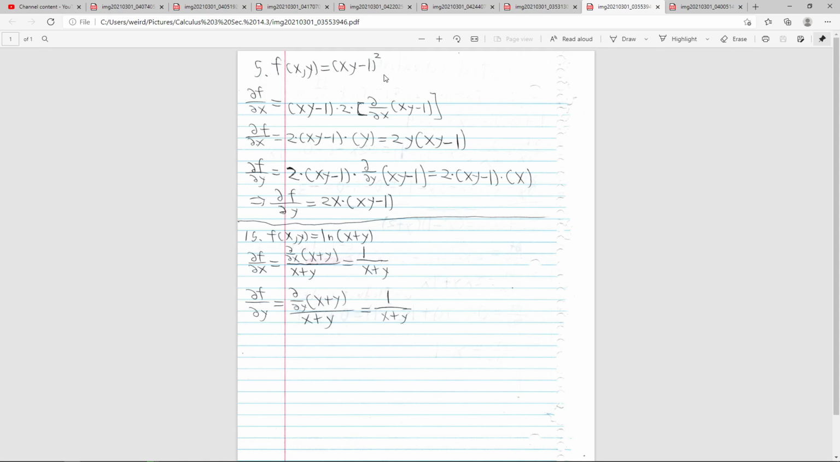So f of xy equals xy minus 1, squared. We have to do the power rule. So xy minus 1 is dragged out, times 2 dropped down, and then it's times the partial derivative with respect to x of xy minus 1. So this becomes y, so it's 2y times xy minus 1. So df dx is 2y times xy minus 1. df dy will be the same exact thing, except it's going to be 2x times xy minus 1, for similar reasoning. The same power rule is used and everything.